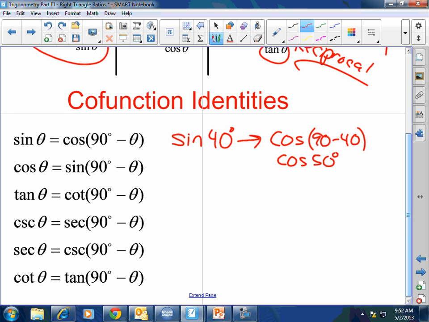So the sine and the cosine are cofunctions. The tangent and the cotangent are cofunctions. The cosecant and the secant are cofunctions. Does that make sense, guys? Sine and cosine, cofunctions. Tangent, cotangent, cofunctions. Cosecant and secant are cofunctions.